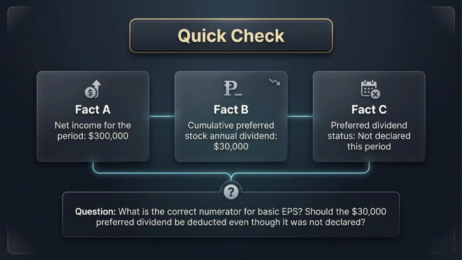Now take a moment to apply the cumulative preferred rule. Net income is $300,000. The annual dividend on cumulative preferred stock is $30,000. The dividend was not declared. The key question is whether the current period cumulative preferred dividend still reduces the numerator. Think through the decision gate before moving to the answer.